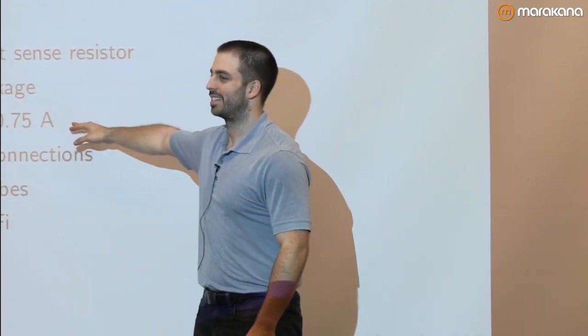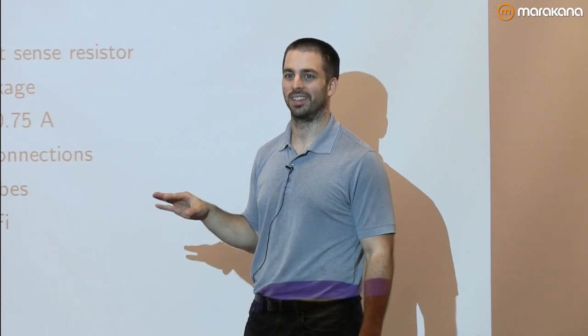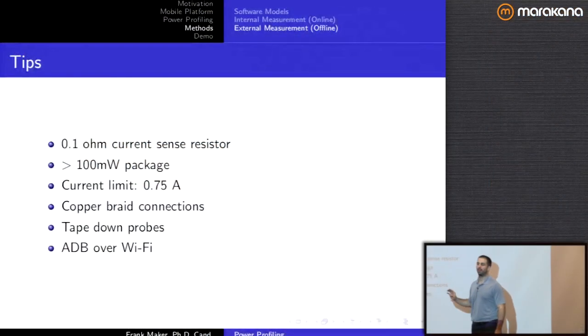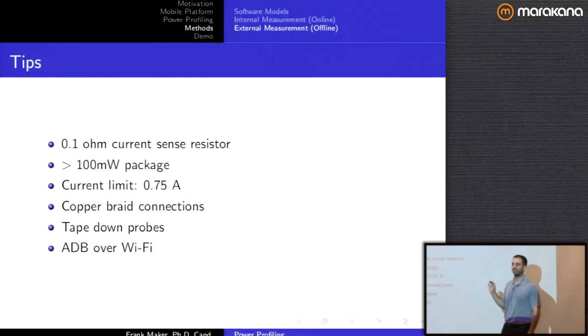What the current limit does is it tells the power supply, don't give any more current than this. You might need to go up to 1 amp if you're doing cellular stuff, because you'll have these tiny high amp pulses, but certainly not over 1 amp. If you're doing more than 1 amp, then something's broken in the phone.